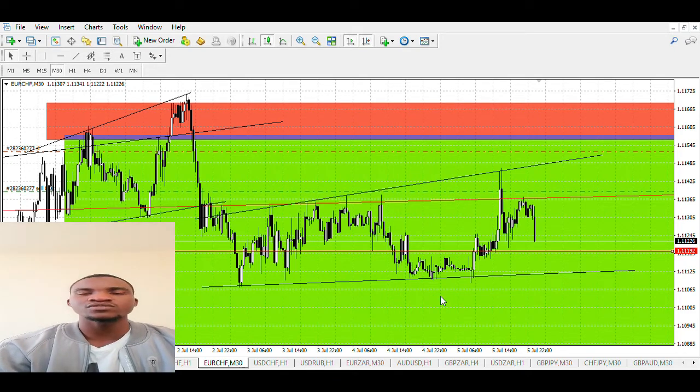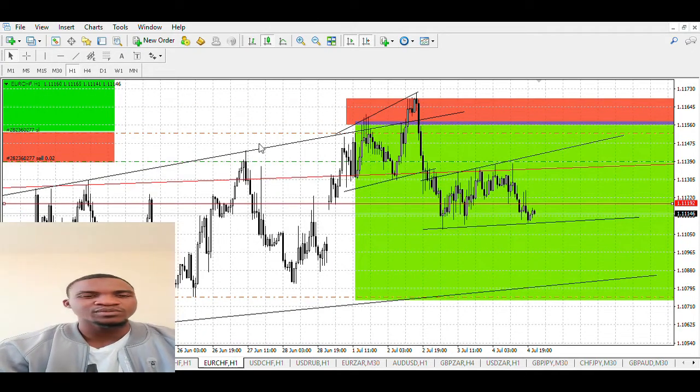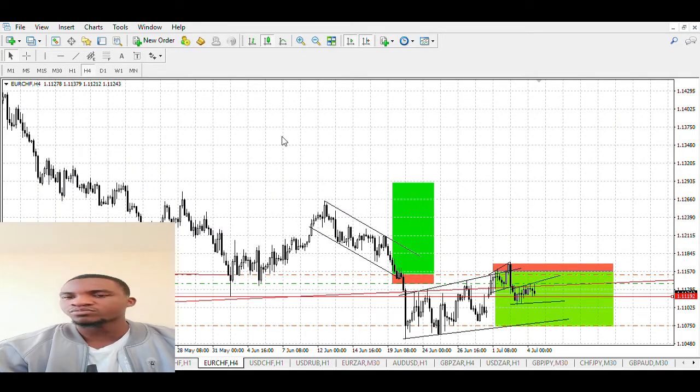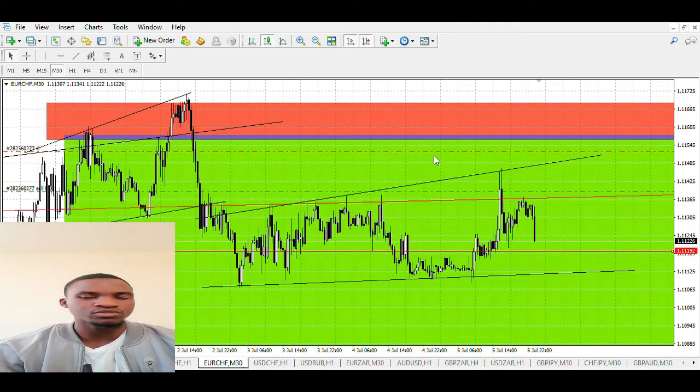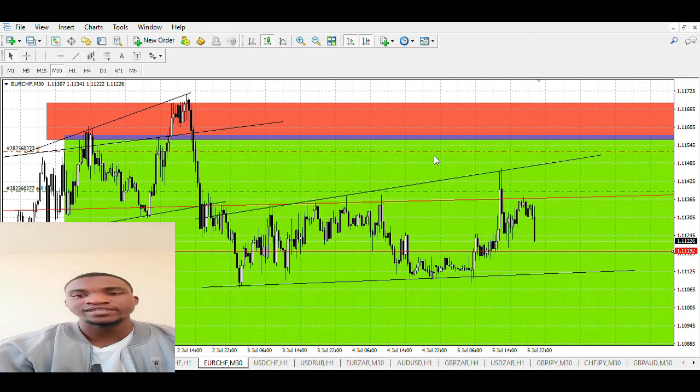So you have to take note of the pairs that you backtest on. You know that with Euro Swiss franc, double tops and double bottoms won't reach the final target. So better move your stop loss to protect your capital or the profit that you have made.